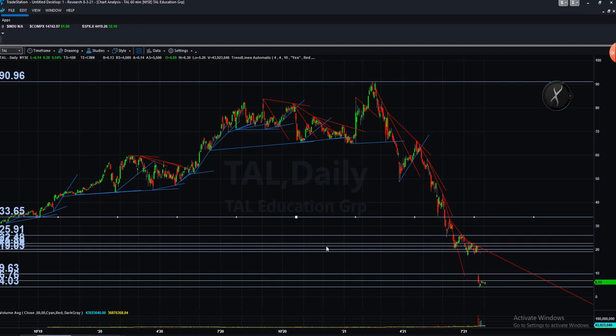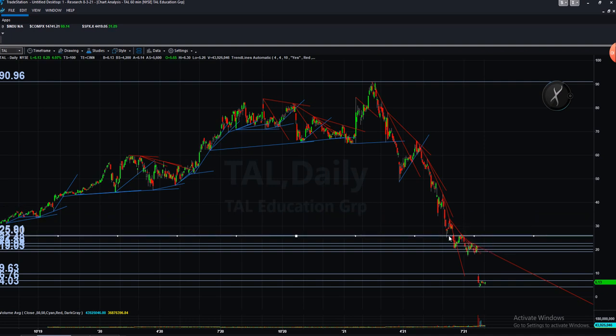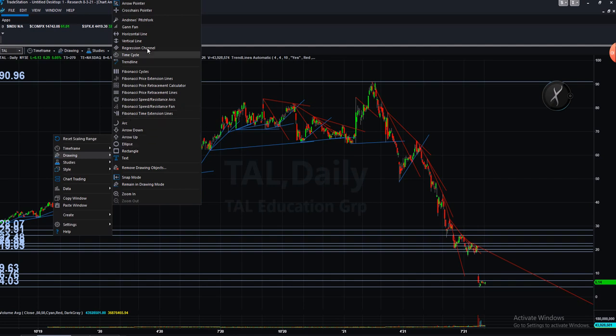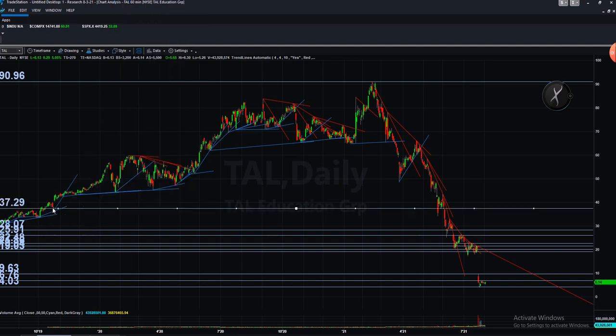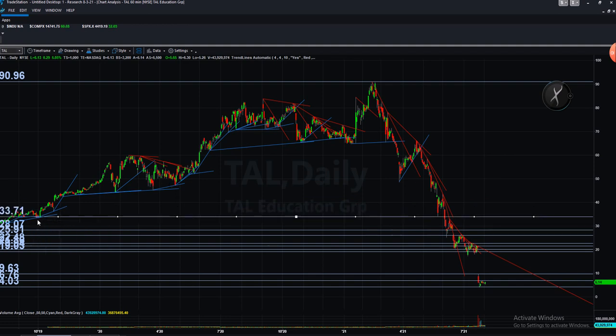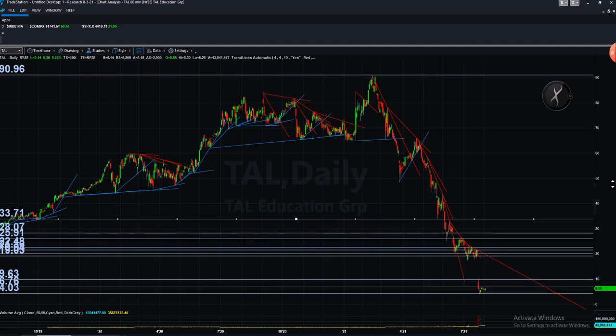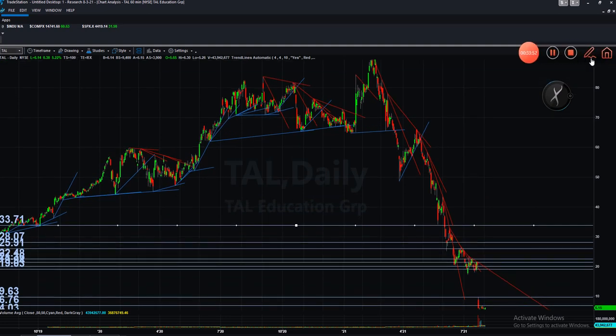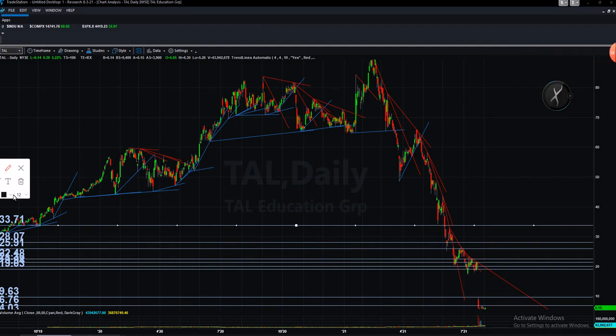So, okay, 33.65, or more like 28.07, then the previous number I just mentioned. So it's going to hit 28.07 and 33.71. Now, okay, for example, here's another plan that you can strategize towards for your trading.